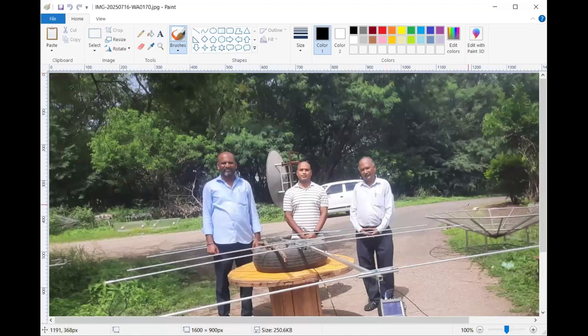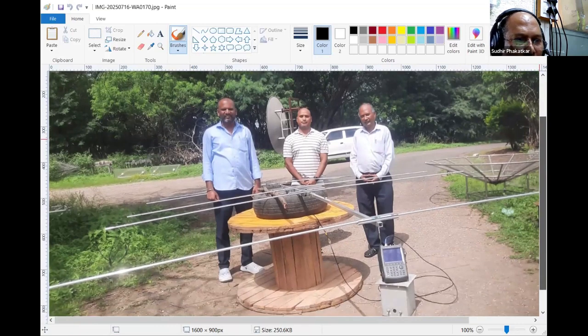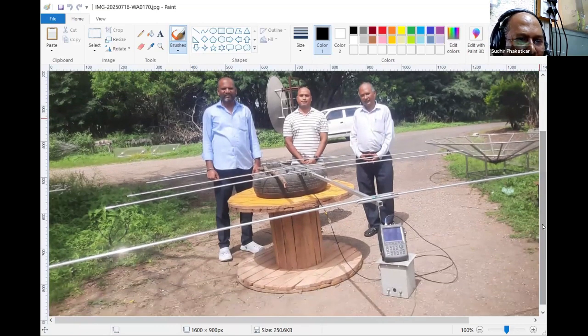So this dipole is around 3 meters. The reflector is a little bit more than that, and this is the 5 element antenna, which we have. This SWR was measured at GMRT. This is the handheld network analyzer. This is my colleagues. So now I have achieved something up to this stage.